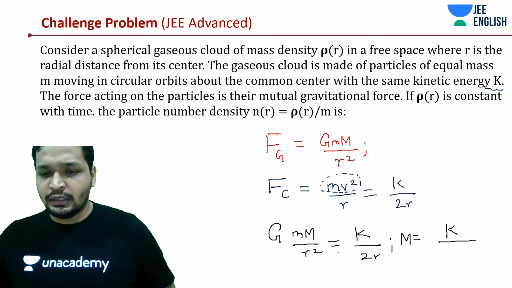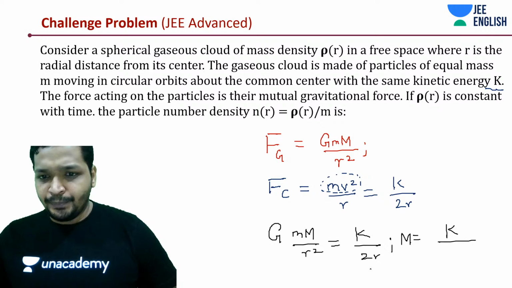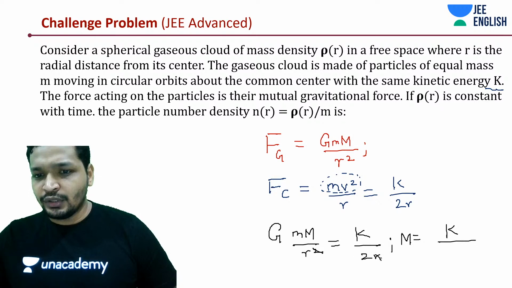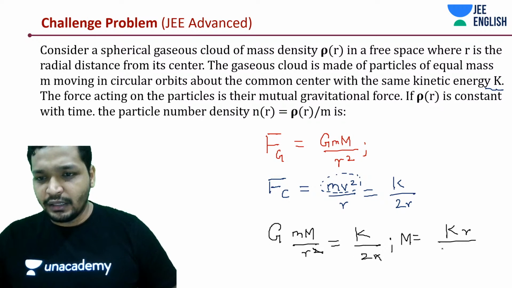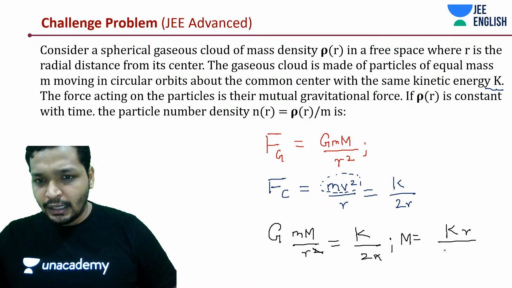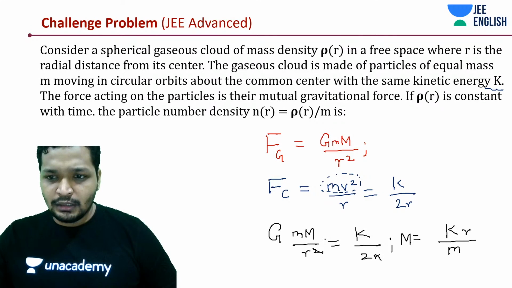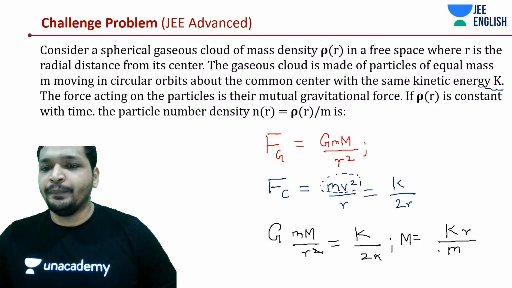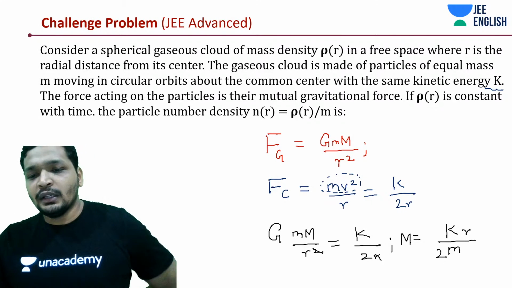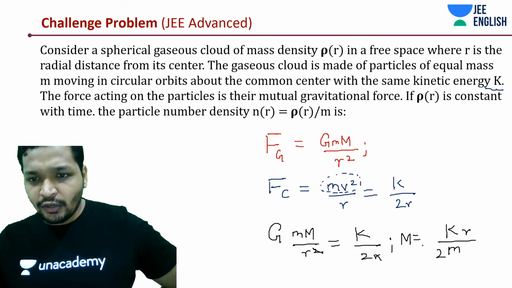And r r would get cancelled out, so this is going to be k r divided by 2M. That's it. Okay, let's not miss out the 2M. The entire thing would go wrong. You have to be very, very careful.